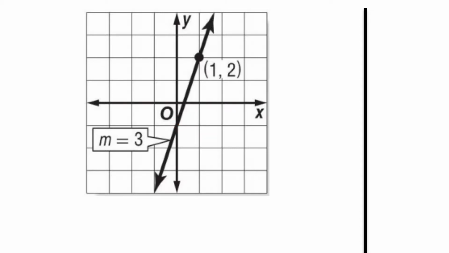So we have the slope. We can find the y-intercept just looking at the graph. And then you can put the actual equation together. So the slope-intercept form is y equals mx plus b. So let's go ahead and review what we need. We need the slope. We already have it. m equals 3. And we need the y-intercept.